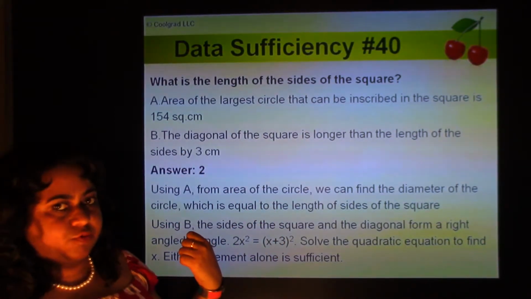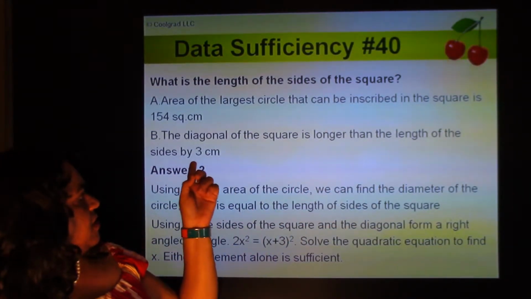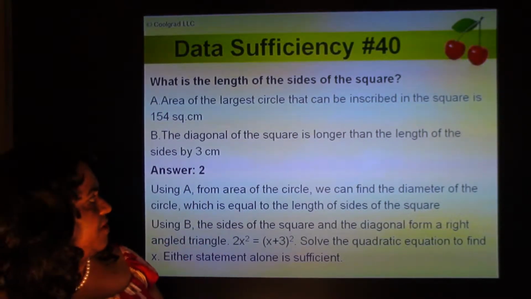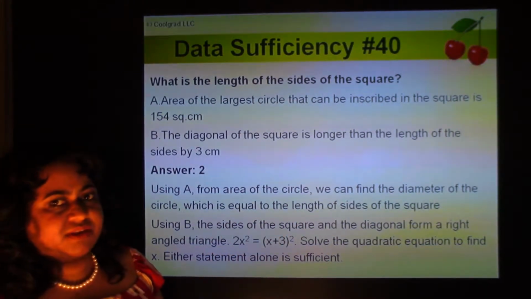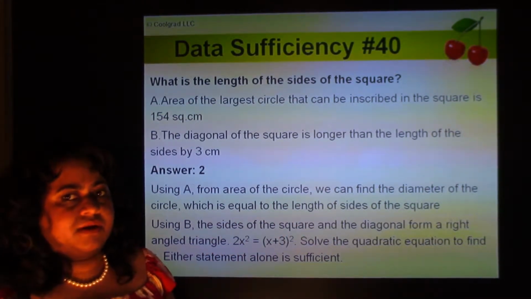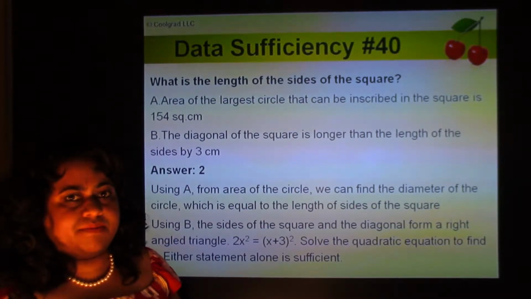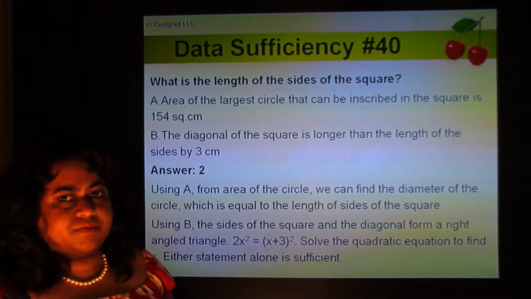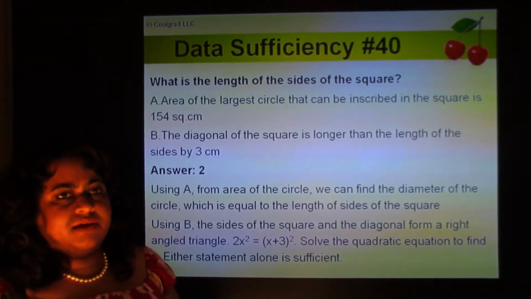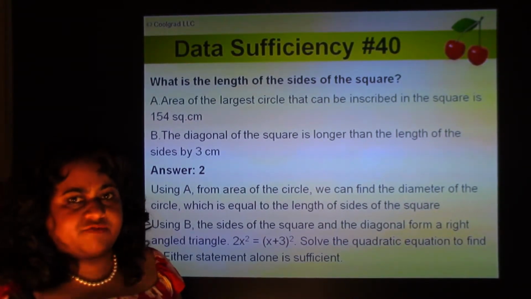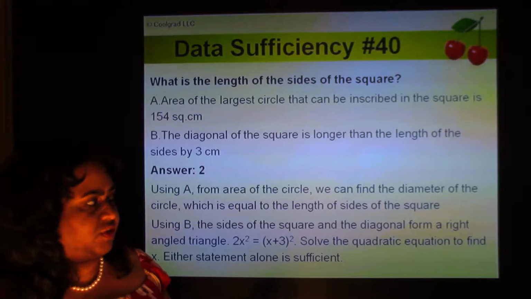So we're using statement B alone. The diagonal of the square is longer than the length of the sides by 3 centimeters. So there's the square and the diagonal is greater than the length of the side by 3 centimeters. So we know the ratio between the diagonal of a square and the side of the square, right? Diagonal is square root of 2 times the side of a square, right? Because x square plus x square equals diagonal square. So 2x square equals diagonal square, and so diagonal is square root of 2 times the side of the square. So diagonal is approximately 1.41 times the length of the side of the square.